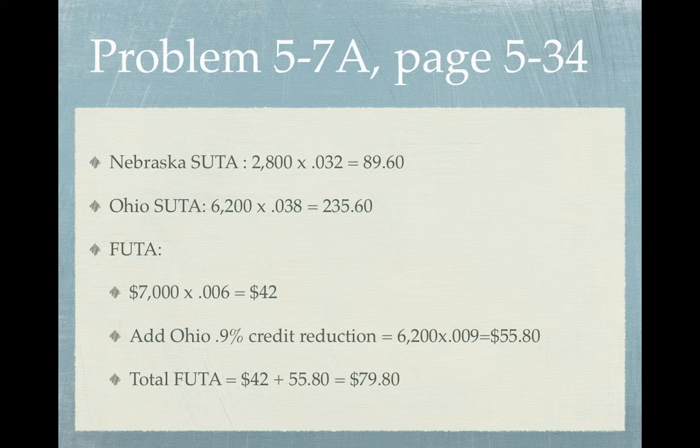So in this case, since they have a credit reduction of 0.9%, we have to take 6,200. That was the amount that was paid in Ohio, remember, times the 0.009, and pay an additional $55.80 to make up for that credit reduction. So the total amount that would go to the federal would be 42 plus the $55.80, a total of $79.80. And a lot of states are subject to credit reduction right now, with so many people having been unemployed and those benefits having extended past a normal rate.